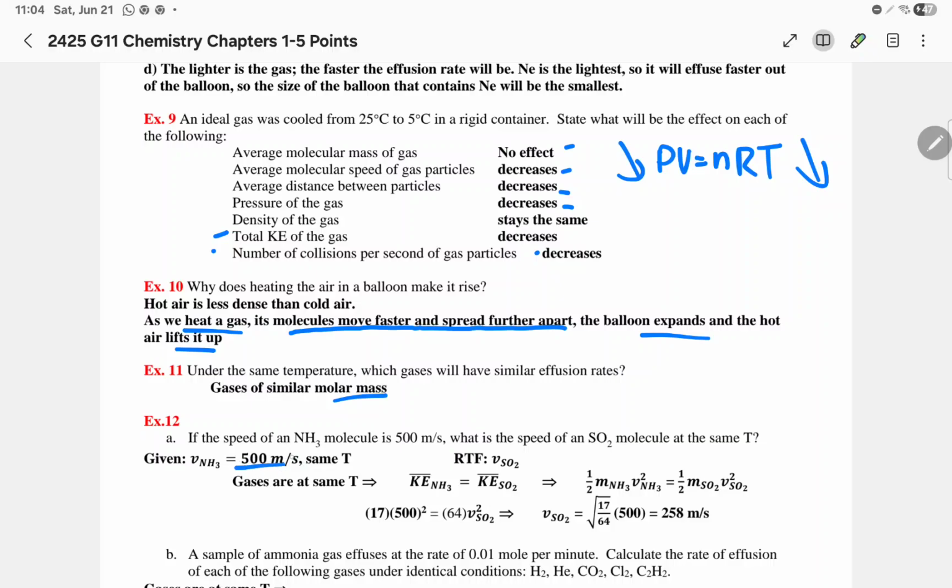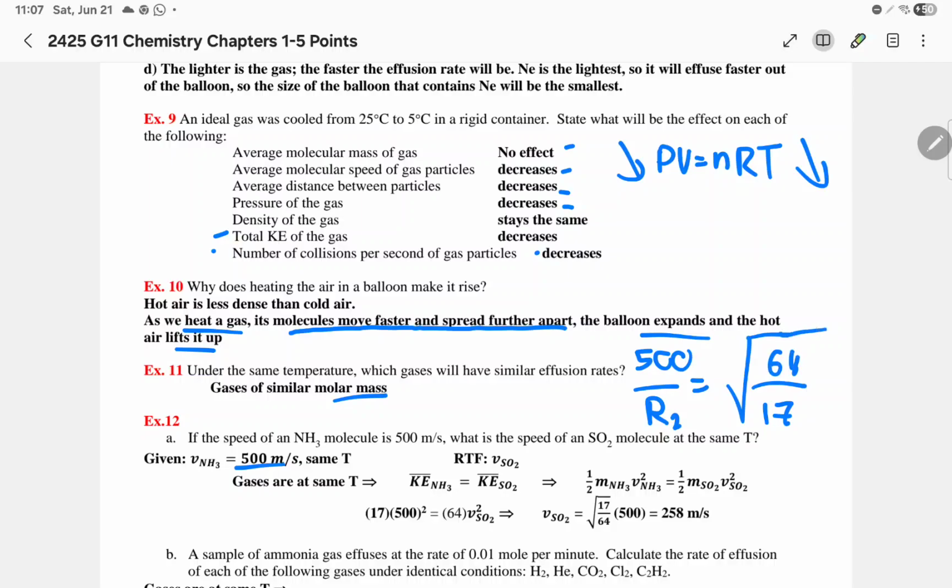What's given is 500 meters per second, so we're given the rate of NH3. They want the speed of an SO2 molecule under the same temperature. I'm going to ignore everything here, and we're going to do R1 over R2 equals radical M2 over M1. So rate 1, we're going to say is 500. M1 is going to be the molar mass of NH3, which is N is 14, and so it's 17. We don't know R2, that's what we're finding. SO2 is going to weigh 64.